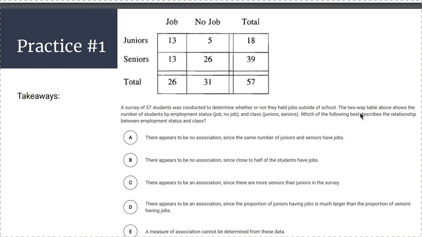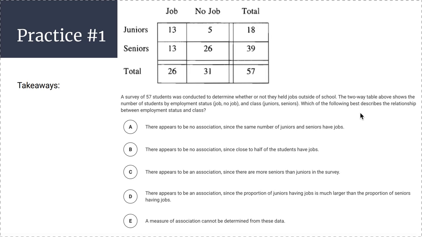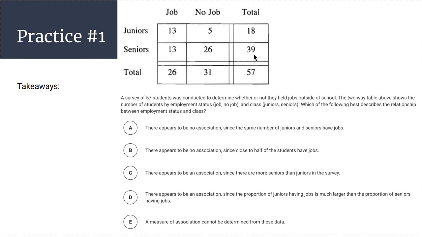Now, to close out here, I want to walk through three examples just to help flex some of these skills. Let's say we have this table here. It's a survey of 57 students. I want to write some things down here. It's good to annotate as we go, so I want to model that for you. A survey was conducted of 57 students to determine whether or not they held jobs outside of school. The two-way table above shows the number of students by employment status, job or no job, in class, juniors, seniors. Which of the following best describes the relationship between employment status and class?